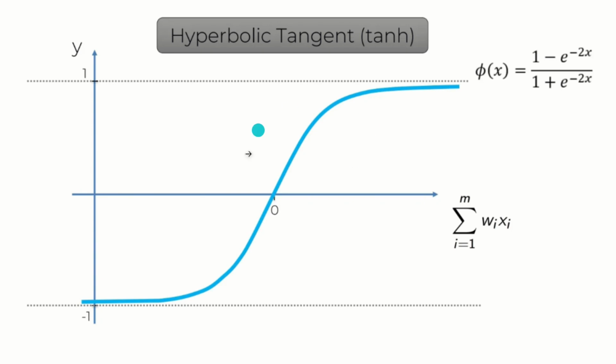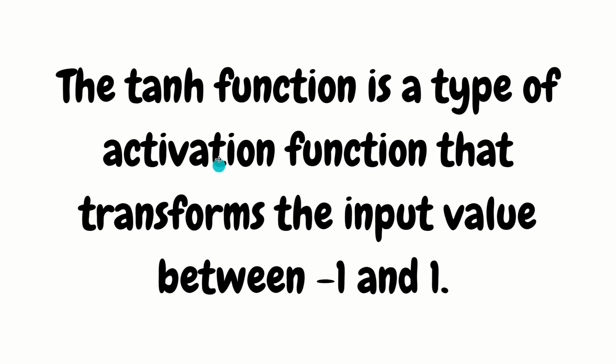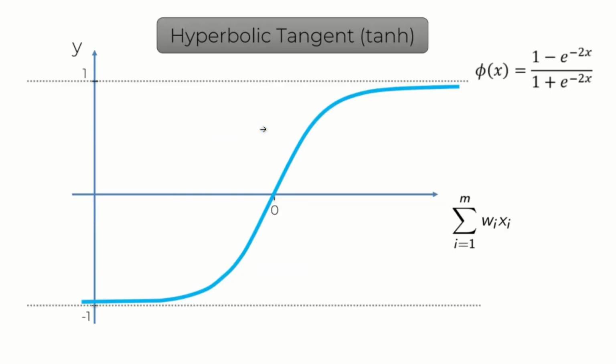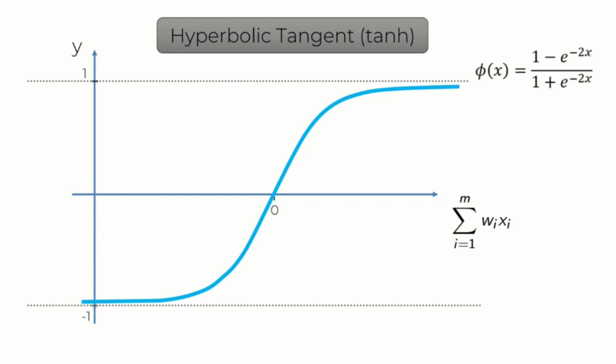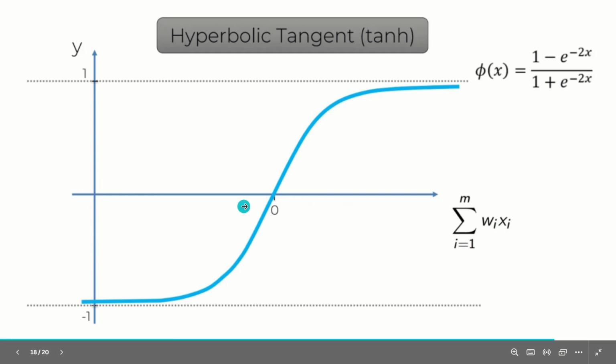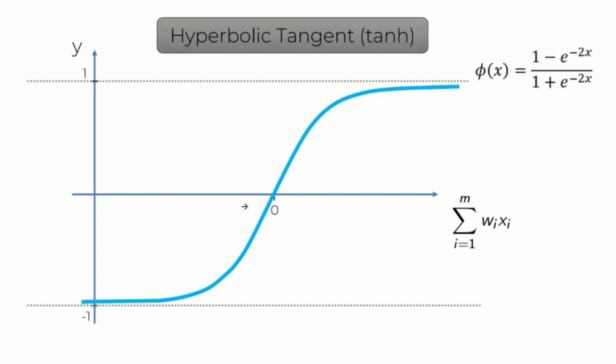The next one, the last one in this video, is the hyperbolic tangent activation function. In this case, you can see we have this equation available: 1 minus e raised to power minus 2x over 1 plus e raised to power minus 2x, with the same graph available. So what's the difference? The hyperbolic tangent function is a type of activation function that transforms the input value between -1 and 1. Earlier we had values ranging from 0 to 1, but in this case we also have a negative part available as well, which is the difference between the previous ones and this one.